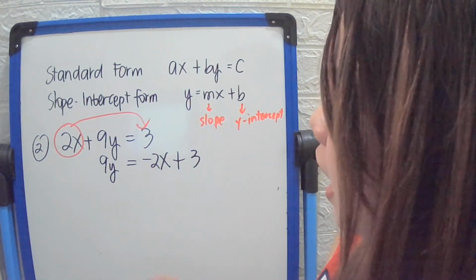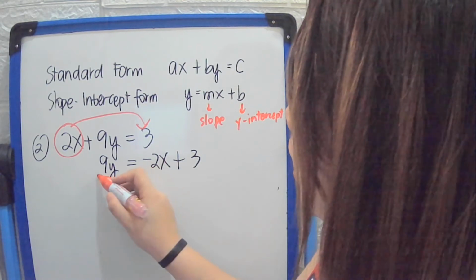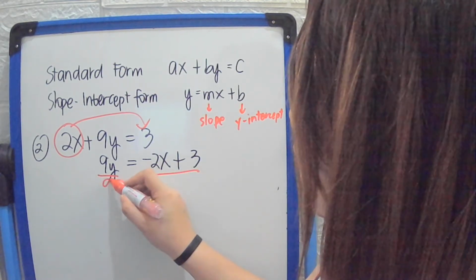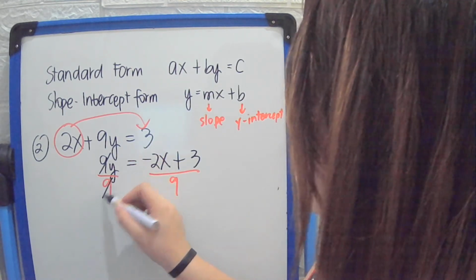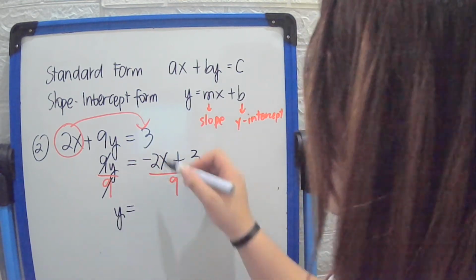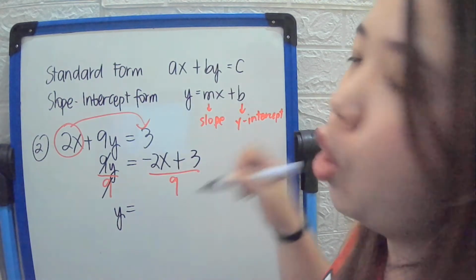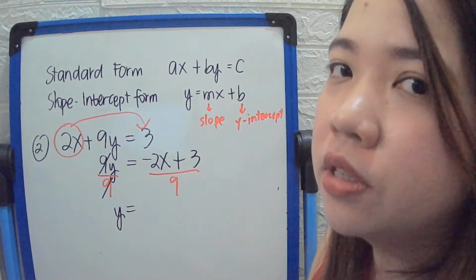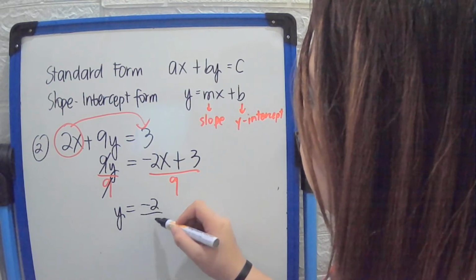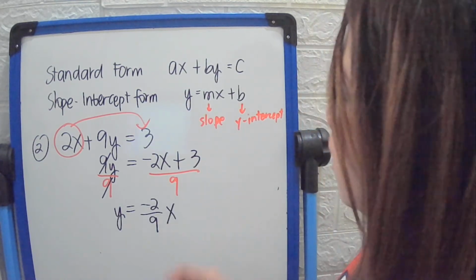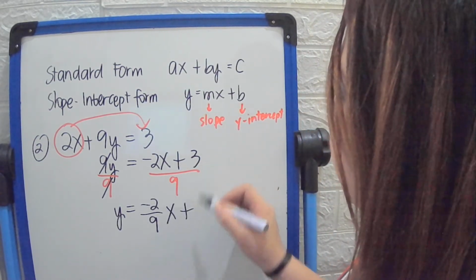Since you have there 9, katabi ng y, divide both sides by 9. Very good. So, cancel this out. Iiwan na lang si y. Then, kung hindi kayang i-divide, okay lang. Or kung hindi kayang i-lowest term, okay lang. So, 2 and 9, you just copy negative 2 over 9, then with x. On this part, you can simplify 3 by 9.